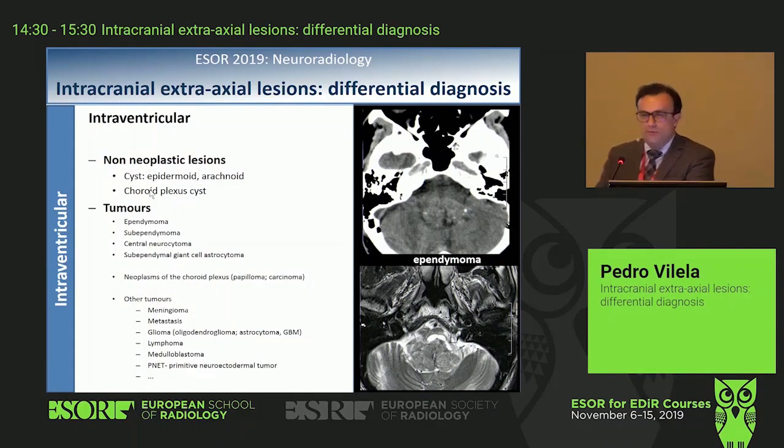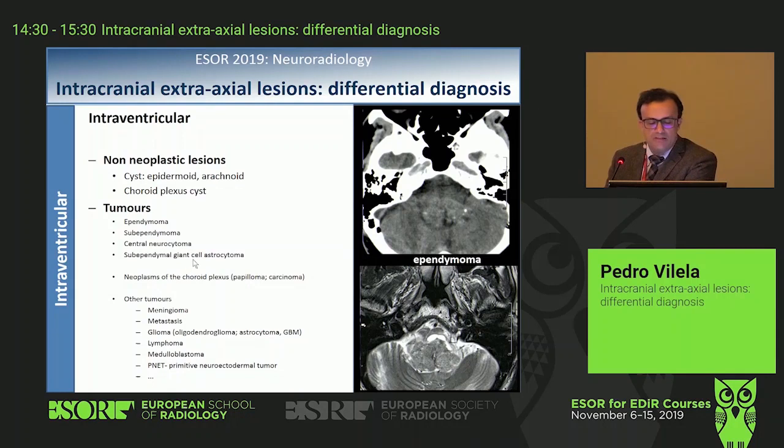What about intraventricular areas? Well, we may have also cysts, epidermoid cyst, arachnoid cyst, choroid plexus cyst. We may have tumors, and typically the tumors that are going to involve the intraventricular components are the ependymoma and subependymoma. Ependymoma more frequent in the pediatric, subependymoma in the adult population. Central neurocytoma is also more common in pediatrics. So whenever you see an intraventricular tumor, you have to think about this.